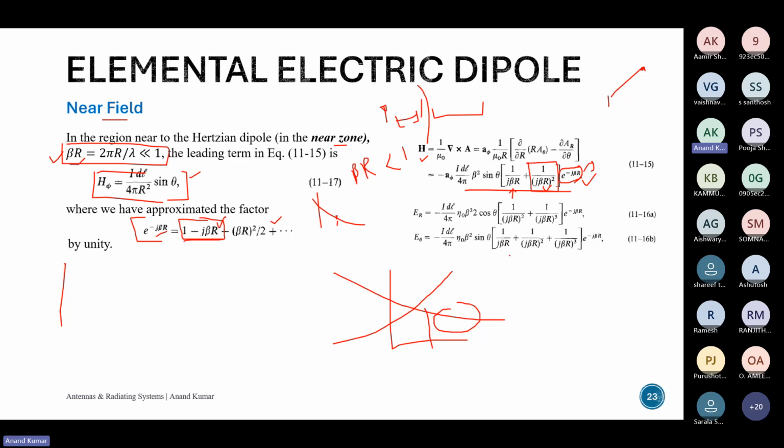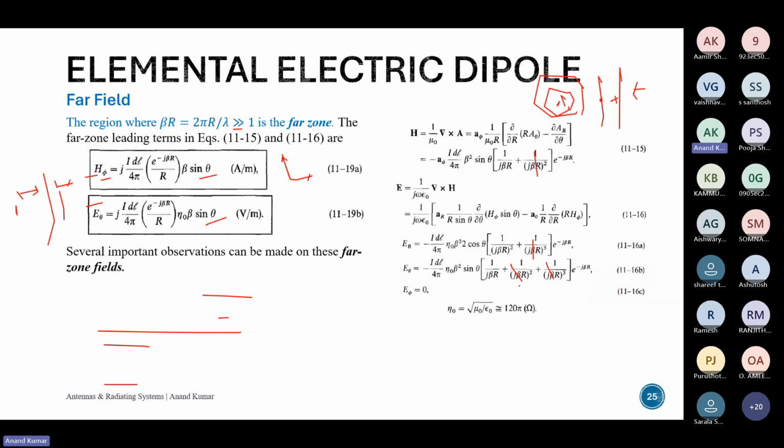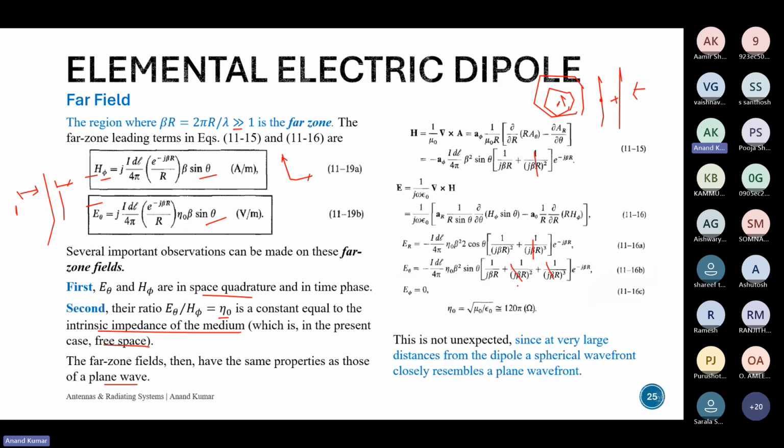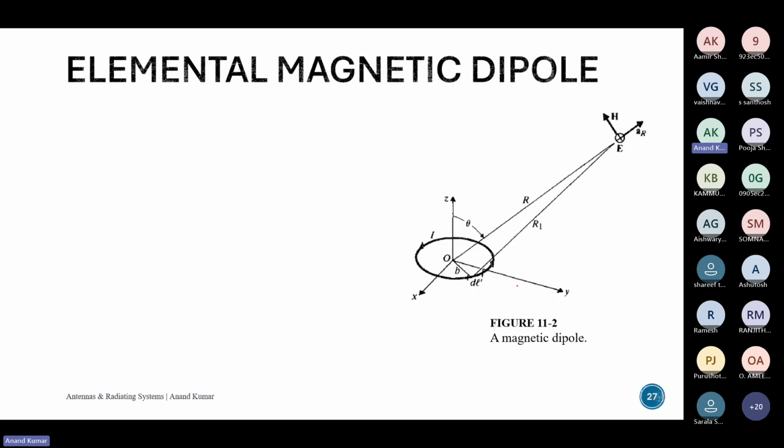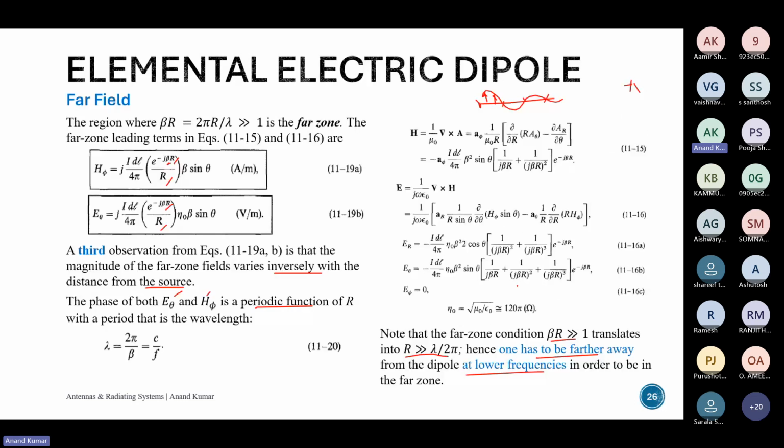Yeah, so this particular term says e minus j beta r is greater than 0, is greater than 1, is it? Okay, okay. I don't think I'm doing it right. Okay, I'll get back to you, Ramesh. I'm sorry. Any other question? Else we'll look at the magnetic dipoles, and then we'll end the class.